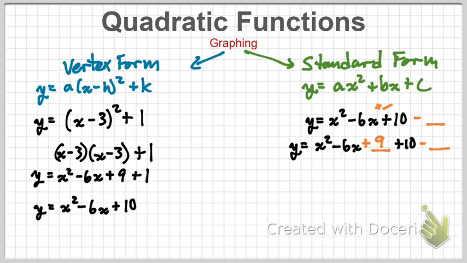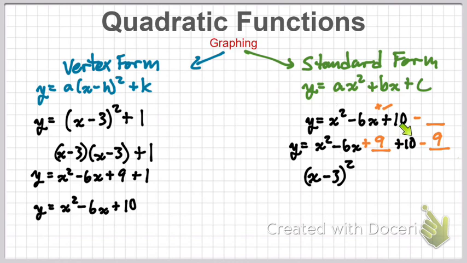Whatever you add, you have to also subtract. So we got to put the 9 over there as well. And then we can factor. This right here, the x squared minus 6x plus 9, can be written as x minus 3 squared. And that's factoring, going from there to there.